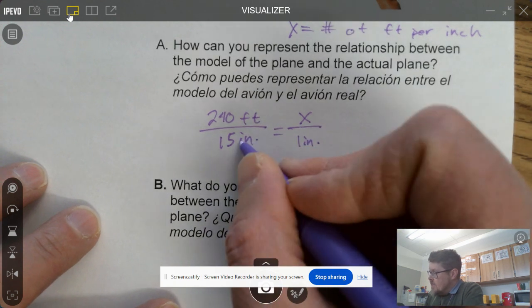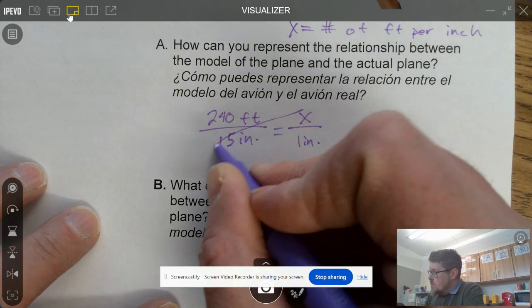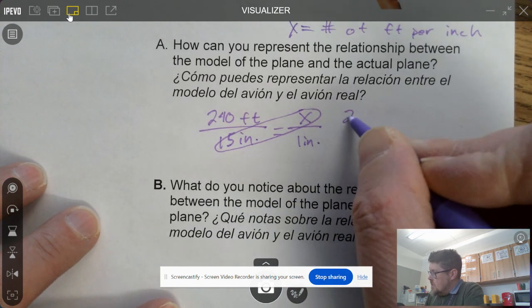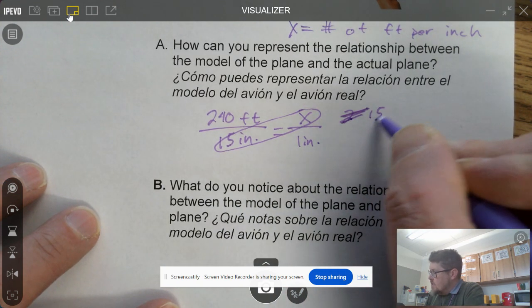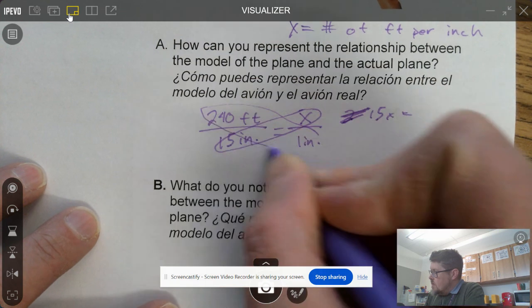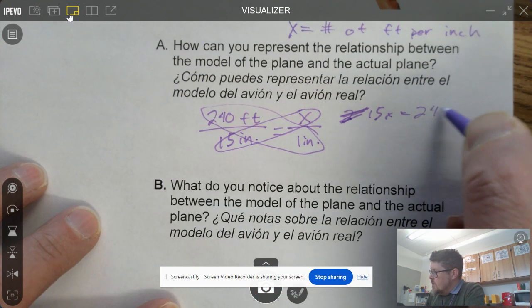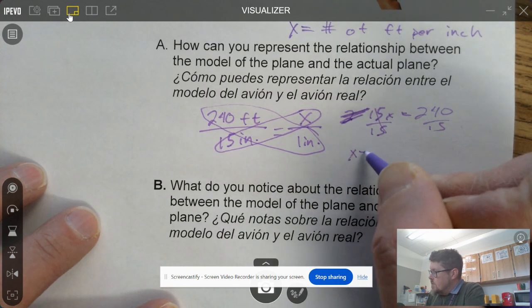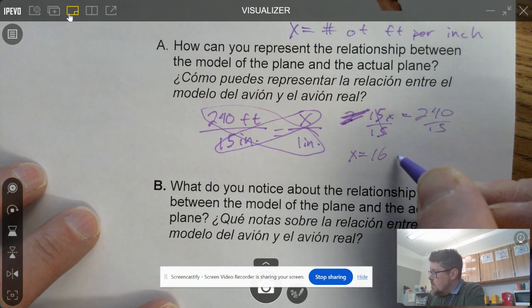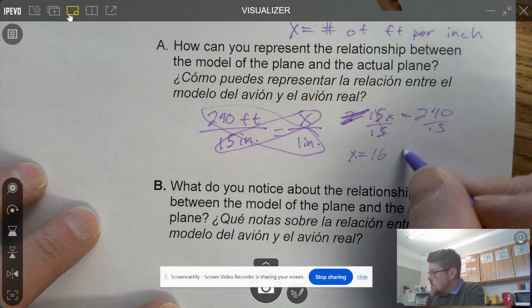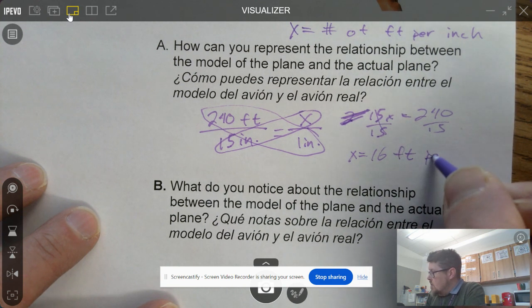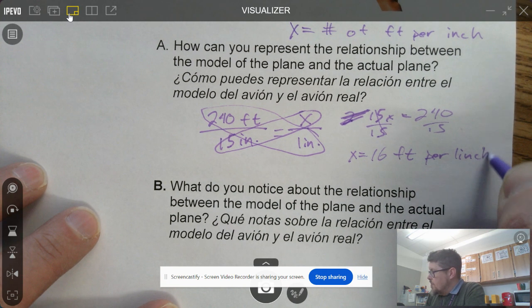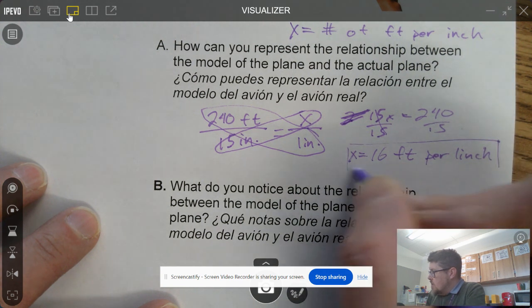So 15 times x. I don't know if you guys remember the butterfly method. That's 15x equals 240 times 1, which is 240. And we'll divide by 15. If you have a calculator, you'll get x equals 16, 16 feet per 1 inch. And that is our answer for that.